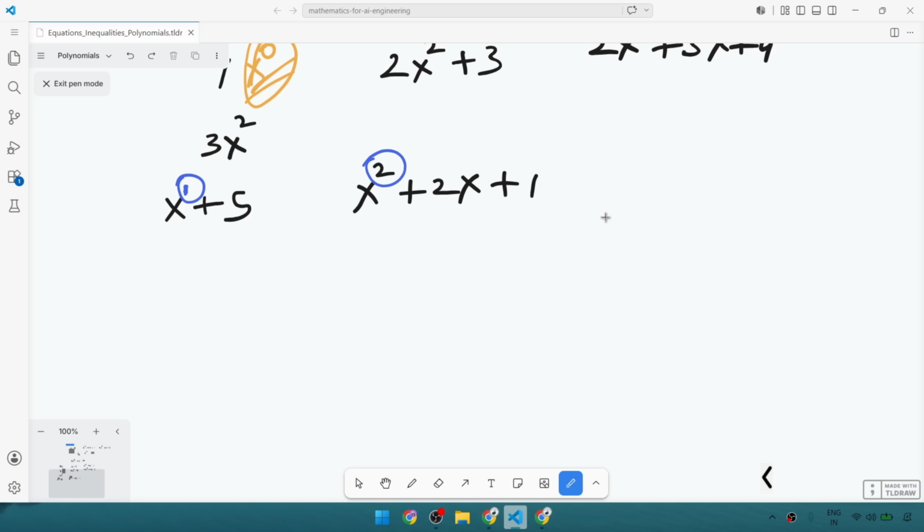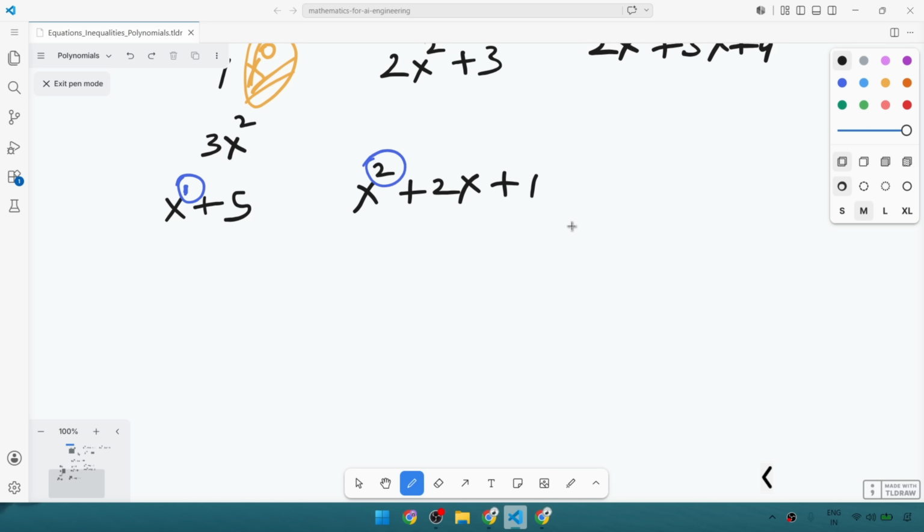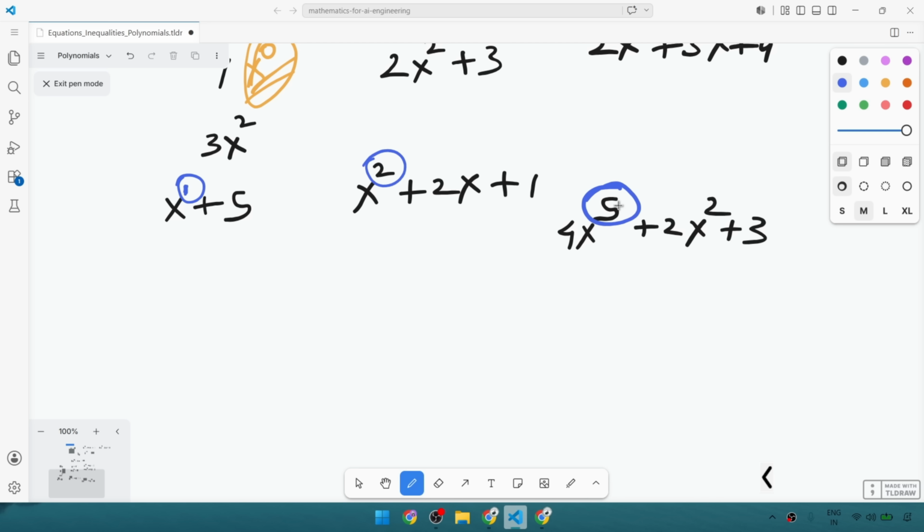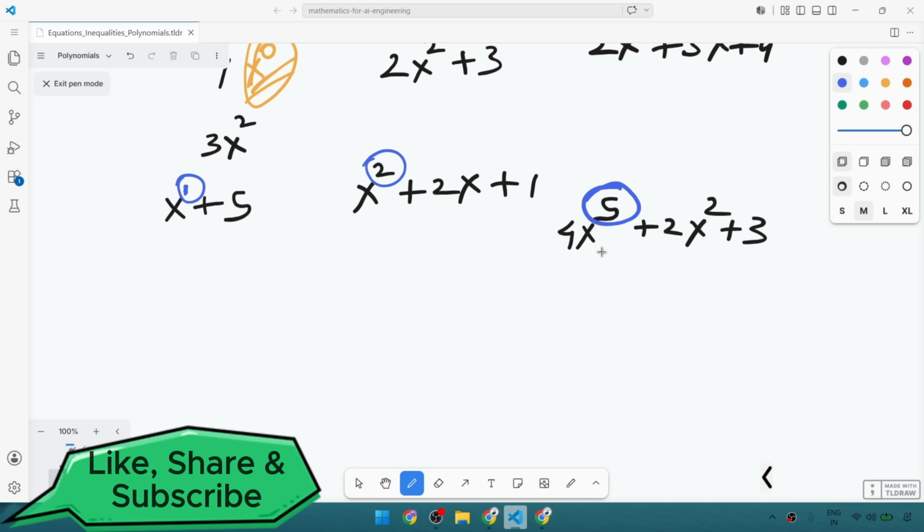Now let's see one more example. Let's say we have one polynomial which is 4x to the power 5 plus 2x square plus 3. What is the variable which we are having? x is the variable. And what are the powers of x? The x is having power of 2, and also it is having power of 5. So the highest power is this one, 5, right? So the degree of this particular polynomial is going to be 5.